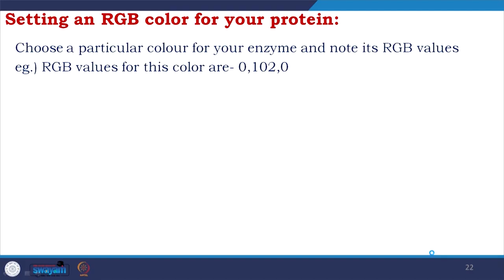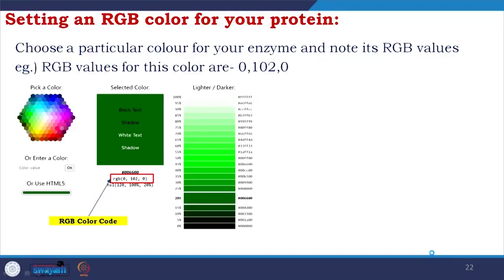You could provide color to the protein, you could choose a particular color for your enzyme and you could note the RGB values. RGB values are an excellent representation of color. R is red, G is green and B is blue. Red, green, blue is RGB. So, providing the value of all three of them, the mixing gives you a new color. Here you could pick any color, select the color and you get the RGB value.